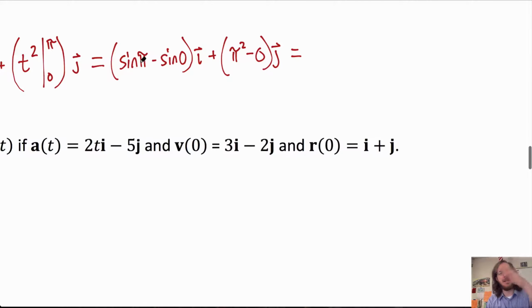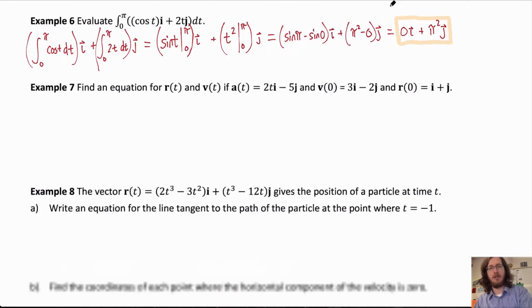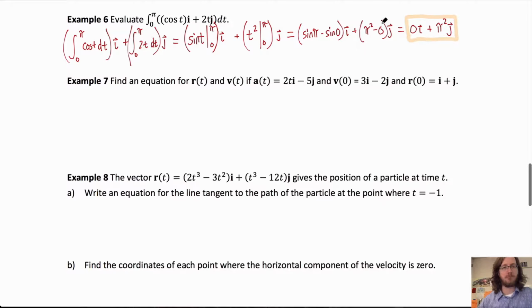Okay, let's see. Sine of pi is 0, minus sine of 0 is also 0. So we have 0 i component. Pi squared minus 0 is just pi squared, so we have pi squared times vector j. Okay, so 0i plus pi squared j is our solution for that.